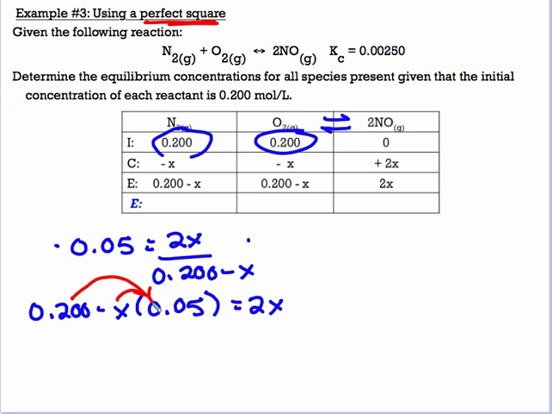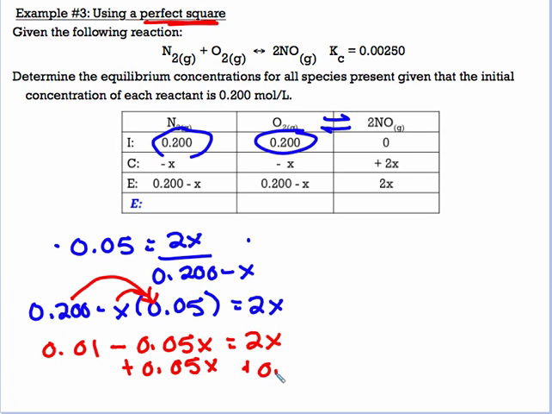So 0.200 has to be multiplied by 0.05, and you also have to multiply it by the x. So I end up with, if you take in your calculator, 0.2 times 0.05, you get 0.01. Okay? But then don't forget, that's going to be subtract x times 0.05, so 0.05x. Okay? So we're simplifying, doing a little bit of math. Now we have to get the x's to the same side, so you're going to add 0.05x, add 0.05x. Okay, so just going up here, we now have 0.01 equals 2.05x.